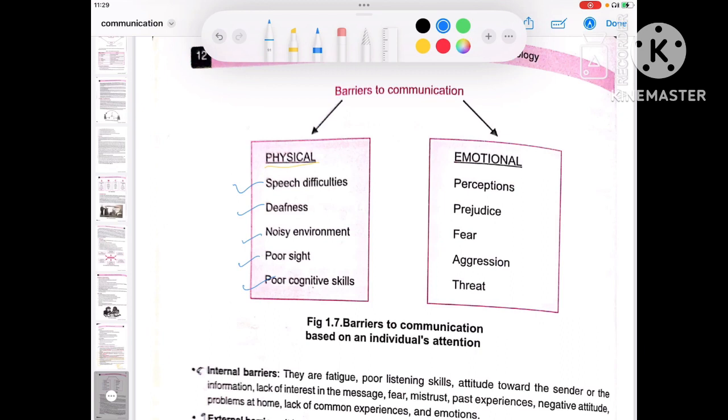Then emotional things come under perception, what we perceive and what we see. Some people have prejudice beforehand, thinking that it will be like that. That is also one of the barriers, along with fear, aggression, and threats. These are all the emotional barriers that come under this one.